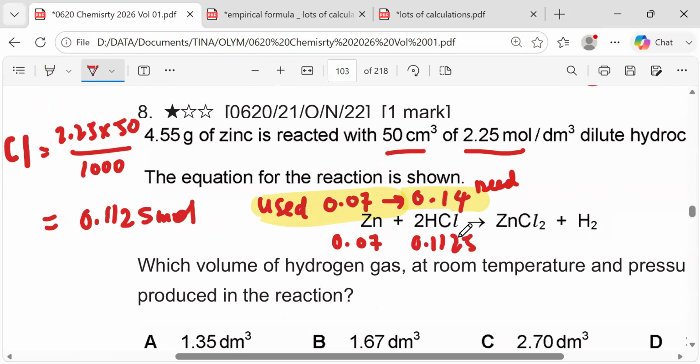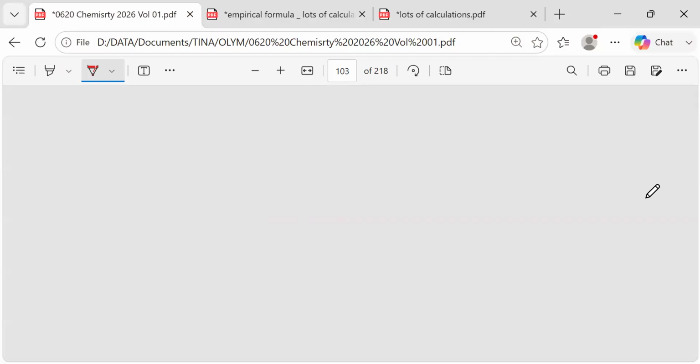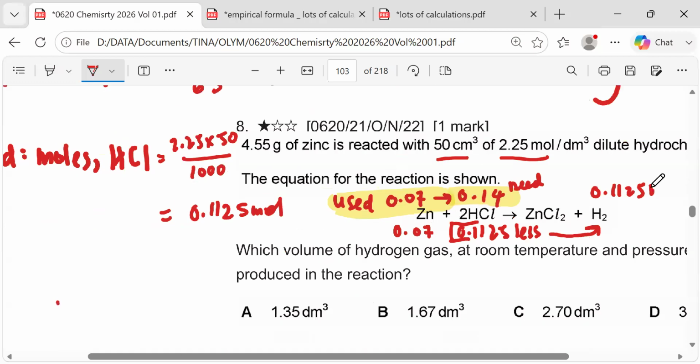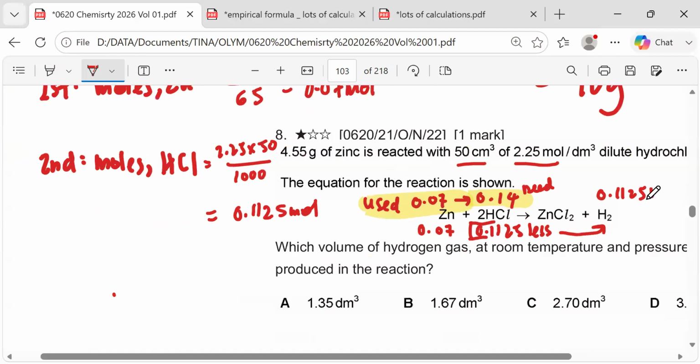So who should I go according to? Should I go according to the one that is more or the one that is less? Less. So 0.11 of this. I heard this before somewhere, but I wasn't sure. Mole of hydrogen. Okay? Mole of hydrogen. Okay?